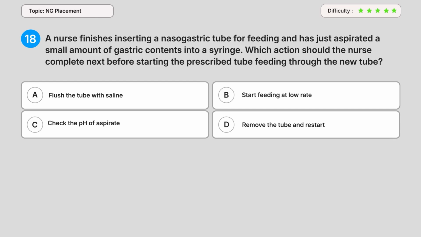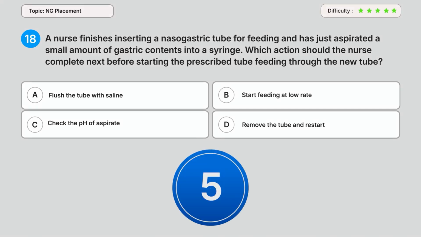A. Flush the tube with saline. B. Start feeding at low rate. C. Check the pH of aspirate. D. Remove the tube and restart. Do you know the answer?